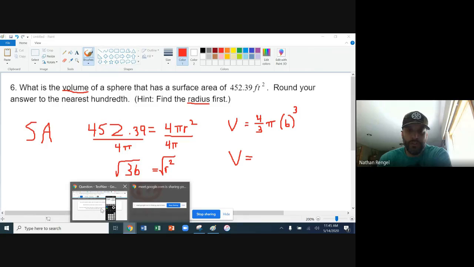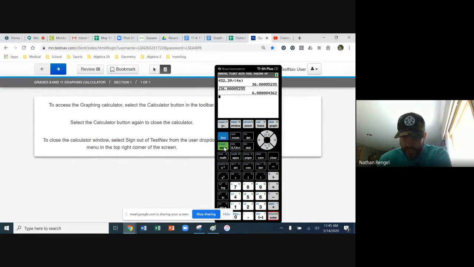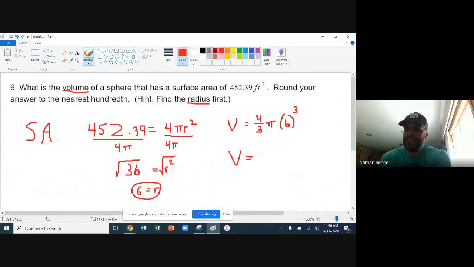So we'll take 4/3, and a way to get a fraction is hit alpha, y equals, 4/3 pi times 6, raise it to the 3rd power. And we'll get 904.778. And it said round to the nearest hundredth, so that 778 is going to round up to just a 78. So 904.78, and this will be feet cubed.